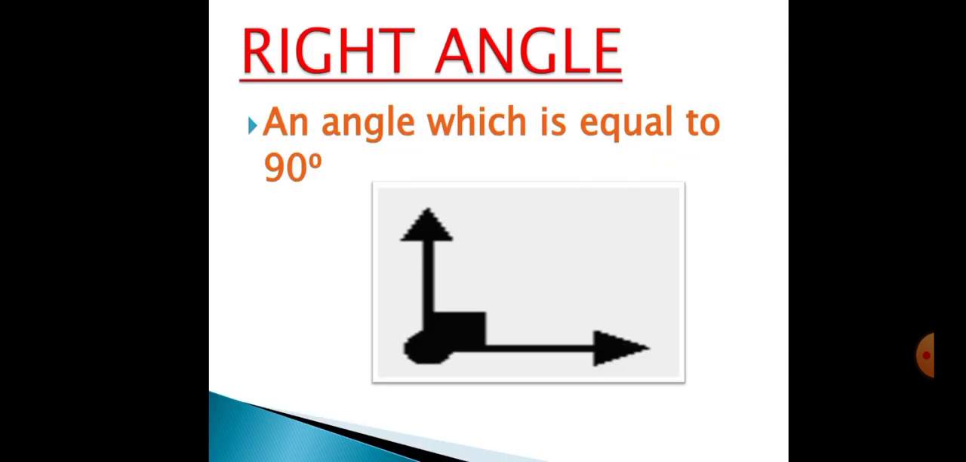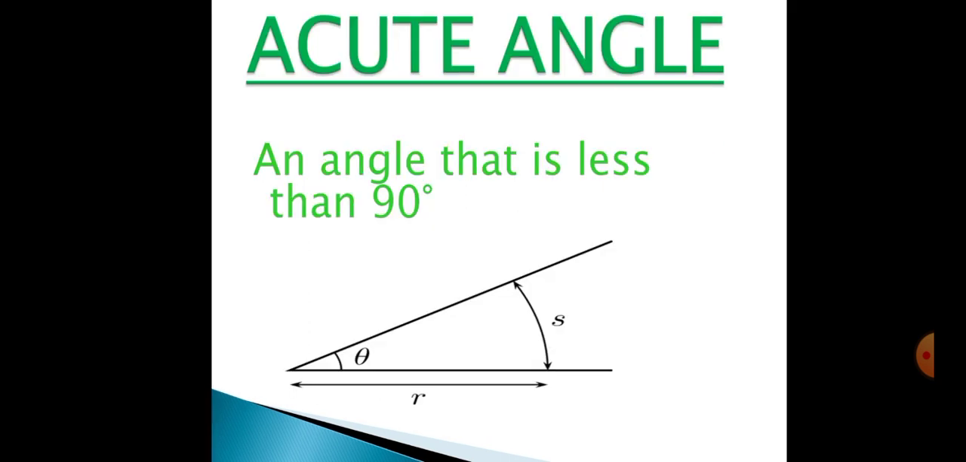So first type is right angle. A right angle is an angle whose measure is 90 degree. Next is acute angle. It is an angle whose measure is less than 90 degree but more than 0 degree is called an acute angle.